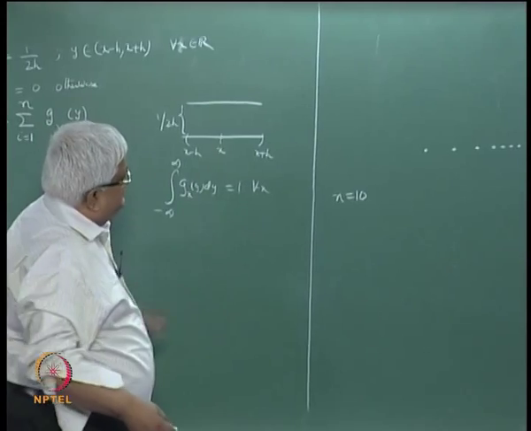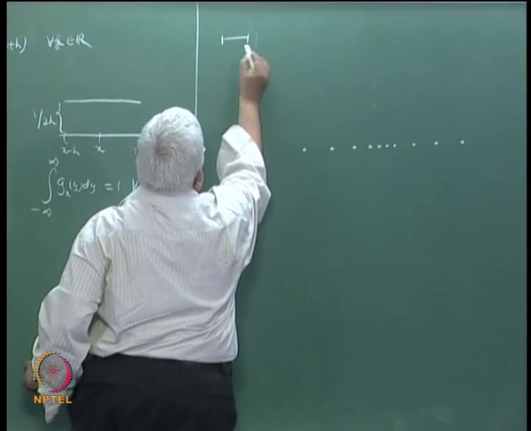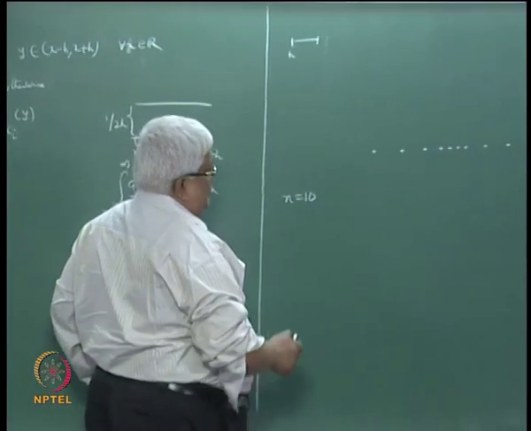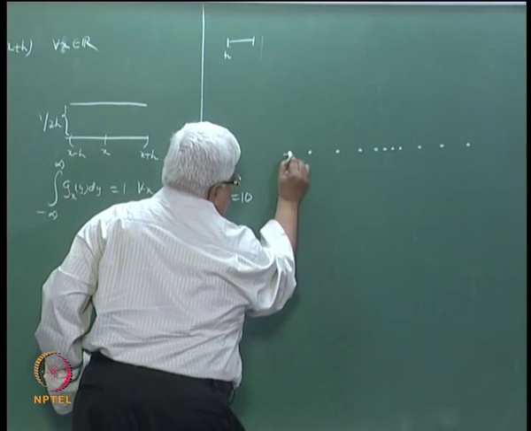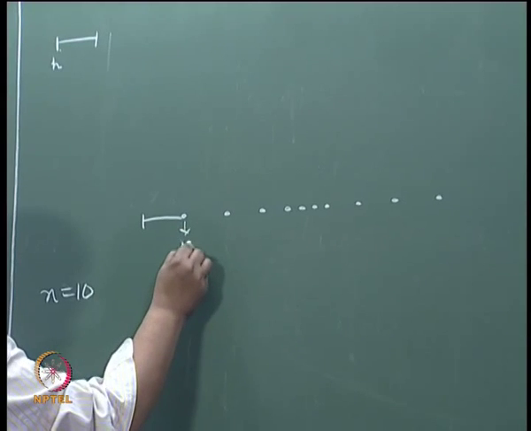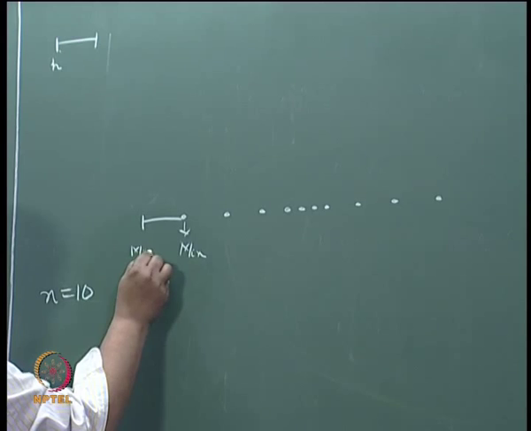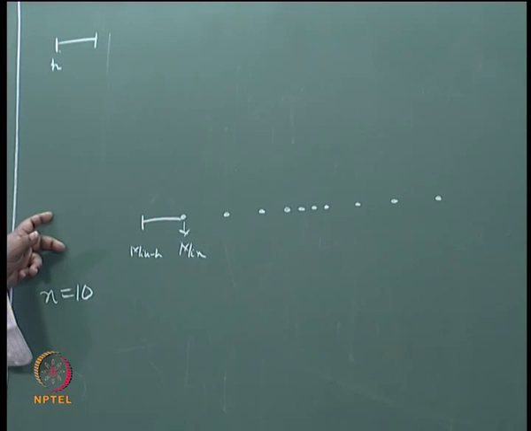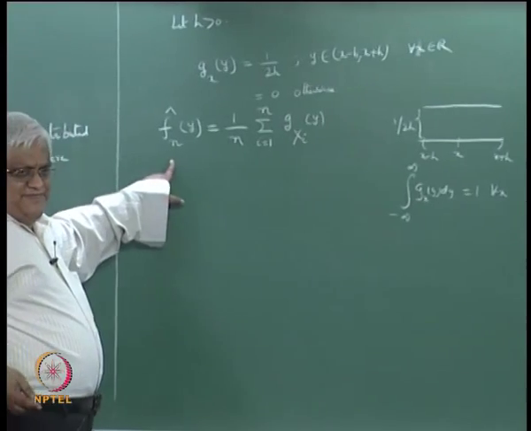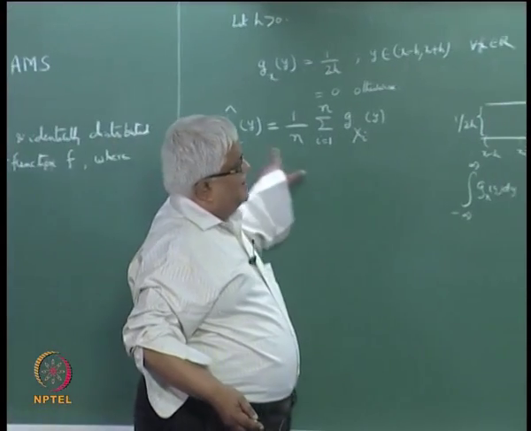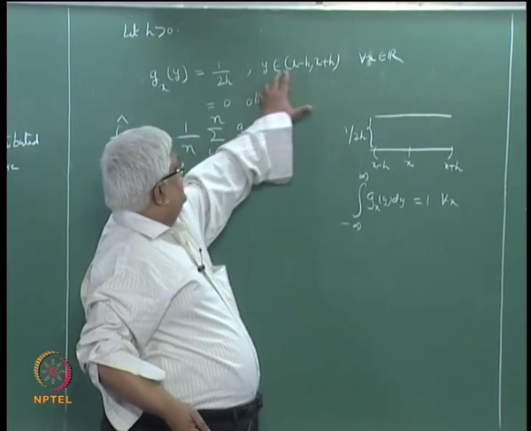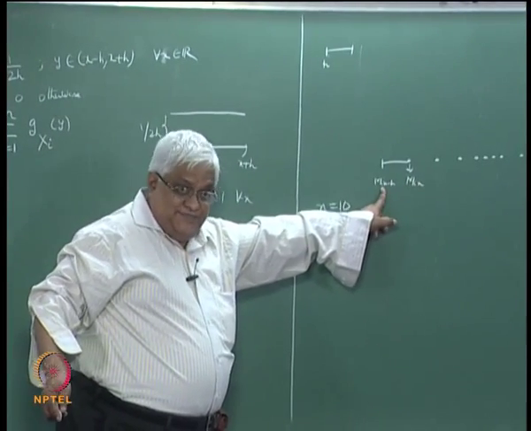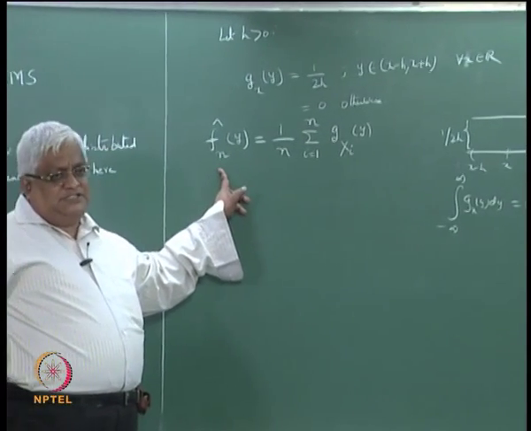Now suppose this length is h. Say this is the minimum, and this is minimum minus h. Anything less than this, the density value will be 0 according to the estimate, because for anything less than x minus h, g is 0, and we are taking the minimum. Minimum minus h is this, so the estimate of the density would be 0.